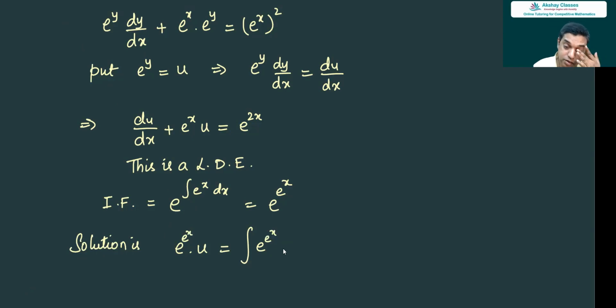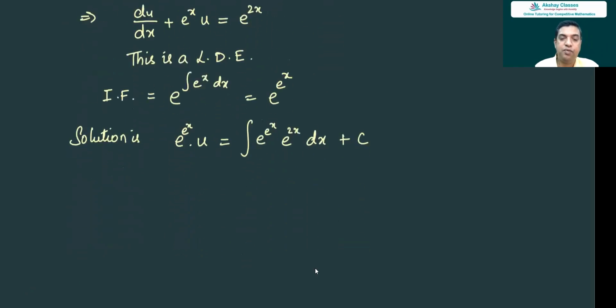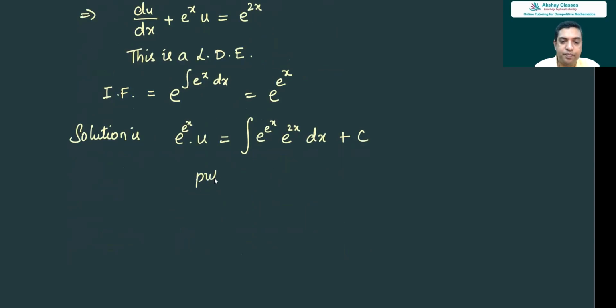e power x into e power 2x. So here we need to substitute, put e power x as t. This implies e power x dx will be equal to dt. So this e power 2x can be written as e power x into e power x. So this integral becomes integral e power t into t, where e power x dx becomes dt.